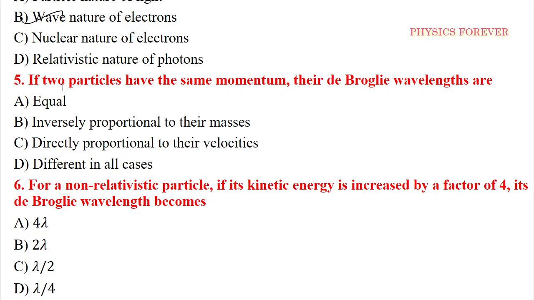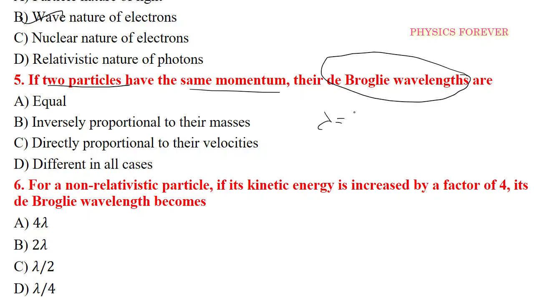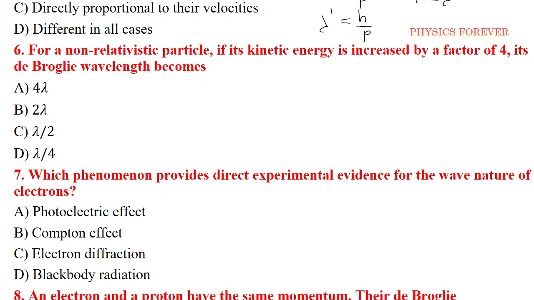If two particles have the same momentum, the de Broglie wavelength lambda is equal to h by p, and lambda dash equal to h by p, which should be the same, so lambda is equal to lambda dash. Option A is correct. This is for non-relativistic particles; for relativistic particles it comes out differently.